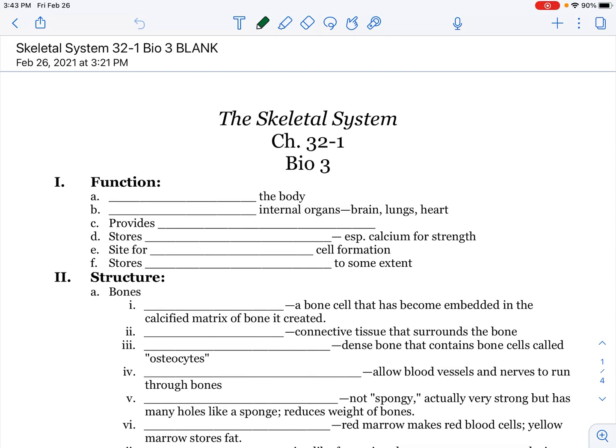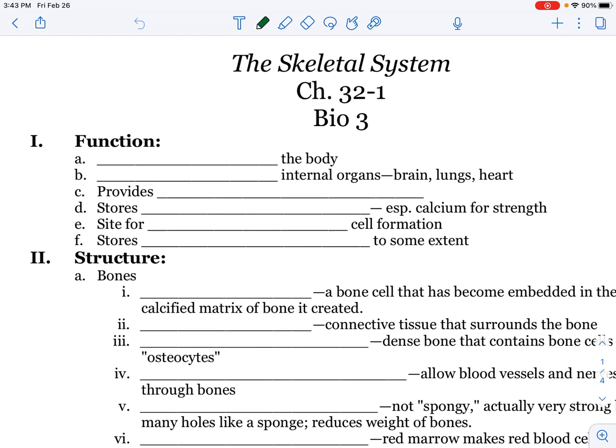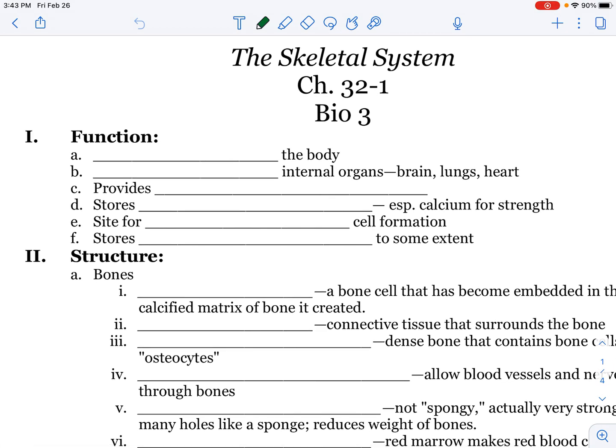Chapter 32, Section 1 covers the skeletal system, which are our notes today. These notes are going to be a little bit beefy because we are not only going to cover function and structure, but I'm also going to be labeling the bones of the skeletal system that you are required to memorize. So starting with functions, the skeletal system supports the body.